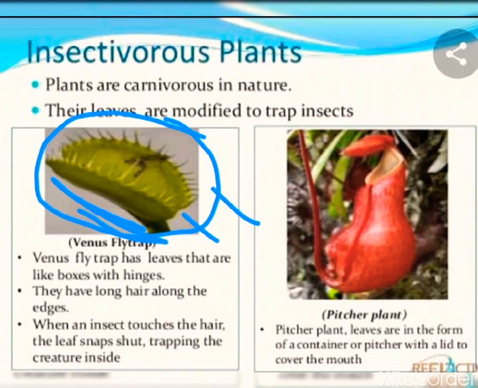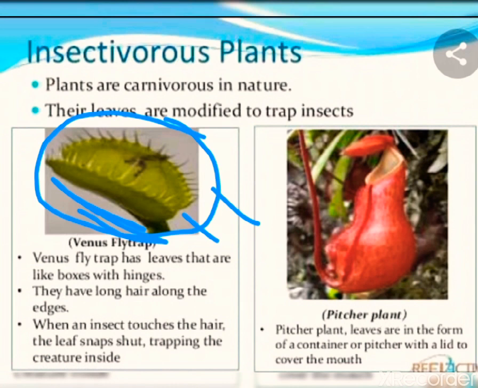Clear? Then second is your pitcher plant. In this, what happens? The leaf of a pitcher plant is modified into a trapping device that looks like a pitcher. Okay, pitcher means what? Container form, which has a lid at the top. The pitcher has a lid which is an extension of the leaf apex. Okay, extension of the leaf apex.